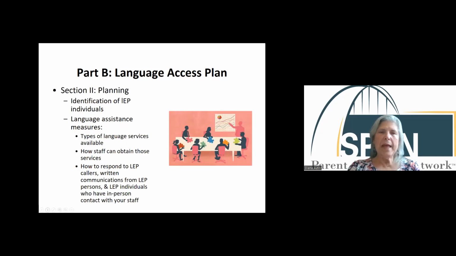Section 2 is planning. This is where the plan talks about how you're going to identify individuals with limited English proficiency, as well as your language assistance measures. So the type of language services that will be available, how staff can access those services to make sure they can serve LEP individuals effectively, and how to respond to LEP callers, written communications from LEP persons, and LEP individuals who have in-person contact with the staff.